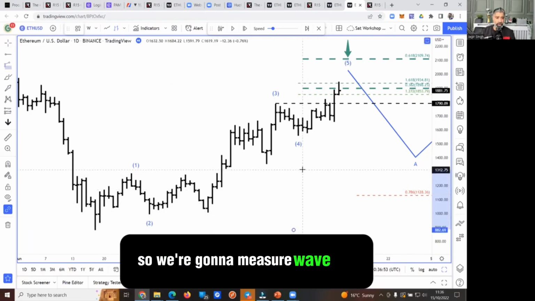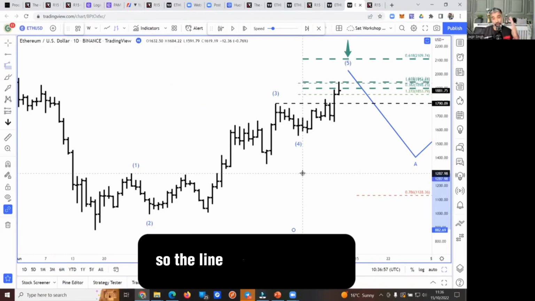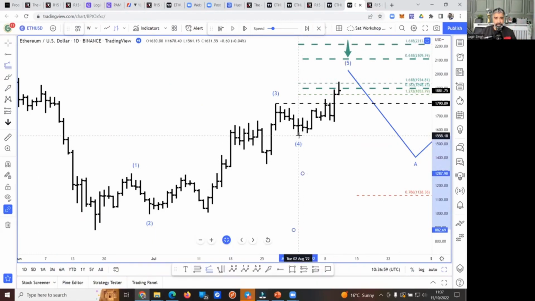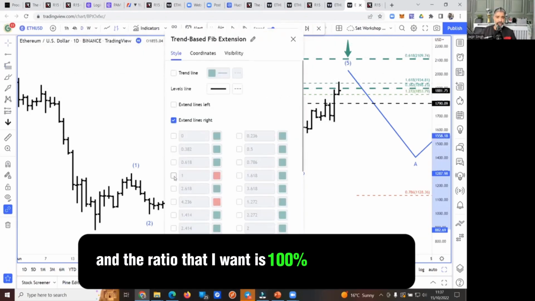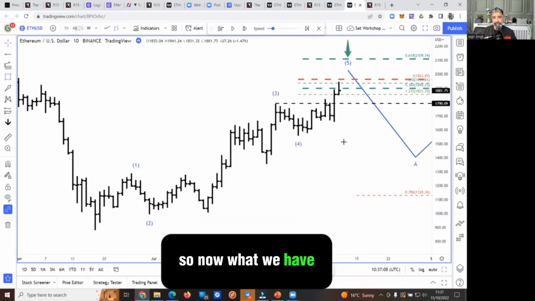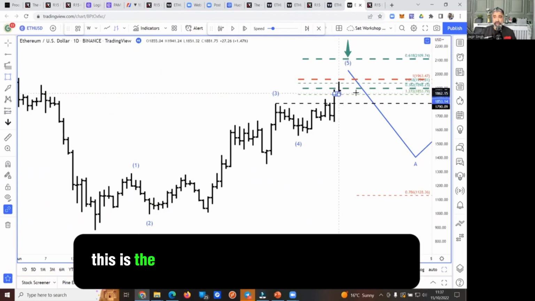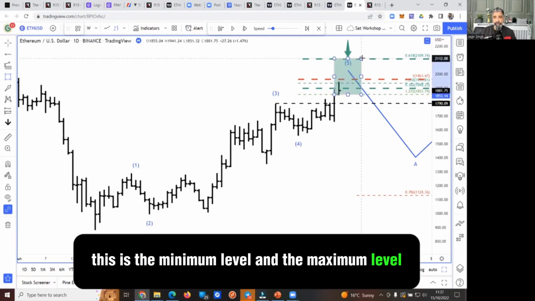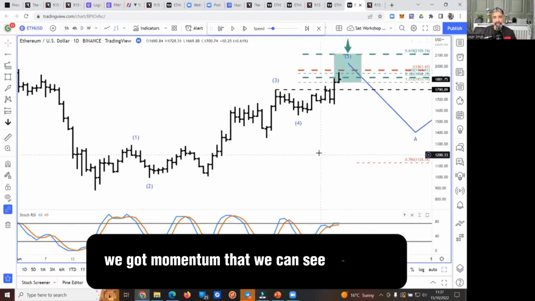So we're going to measure wave 1. And by the way, the reason I'm doing it on the right is so the lines show on the right. We're going to project it here, and the ratio that I want is 100%, and it's in red. You see that? So now what we have, and you can do this in advance, this is the cool thing about this. This is the minimum level and the maximum level. We've got a 5-wave count. We've got momentum that we can see over here.